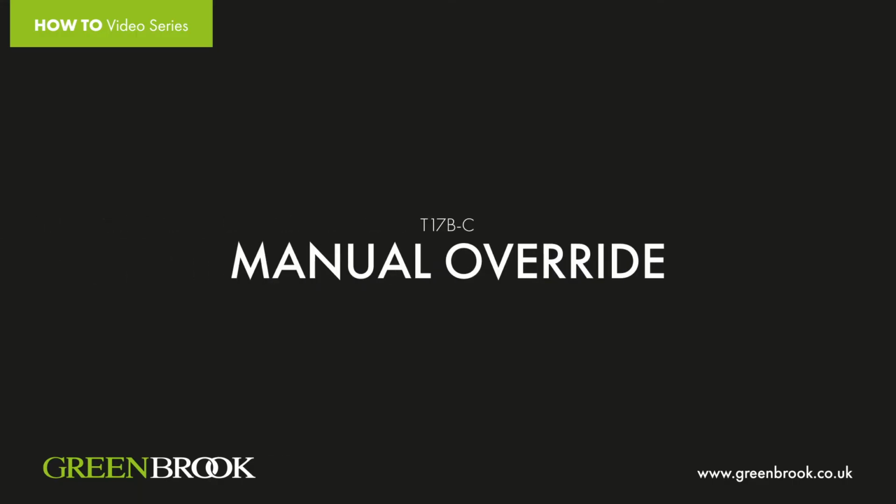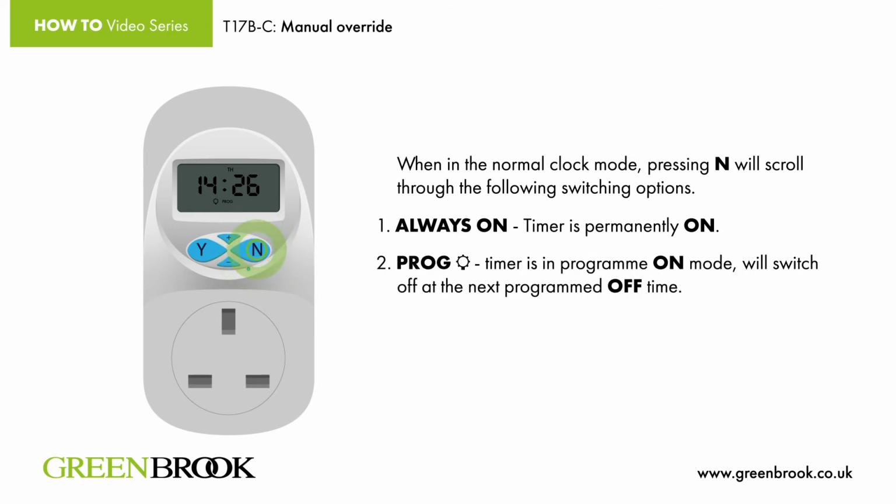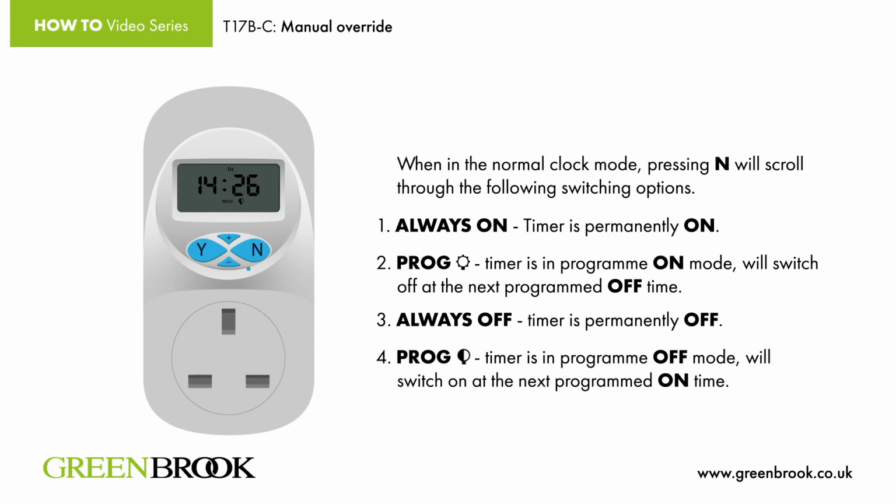Manual override. When in the normal clock mode, pressing N will scroll through the following switching options. 1. Always on. Timer is permanently on. 2. Prog. Timer is in the program on mode, will switch off at the next programmed off time. 3. Always off. Timer is permanently off. 4. Prog. Timer is in program off mode. Will switch on at the next programmed on time.